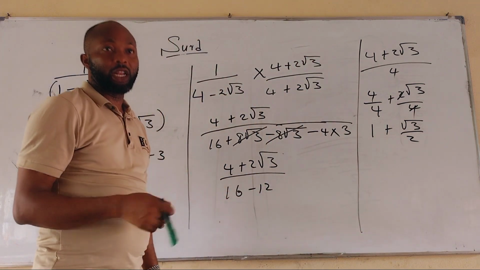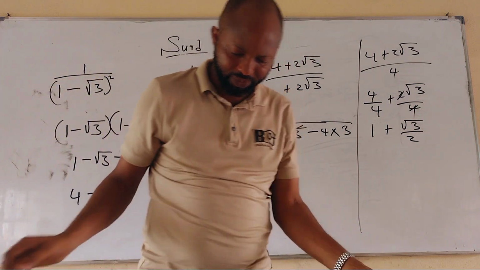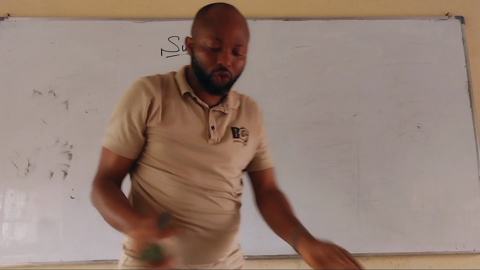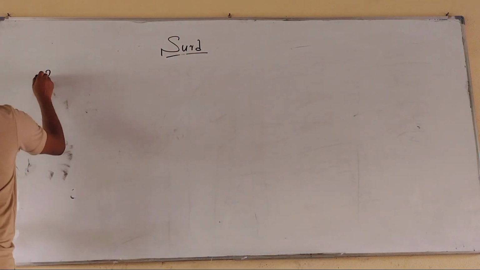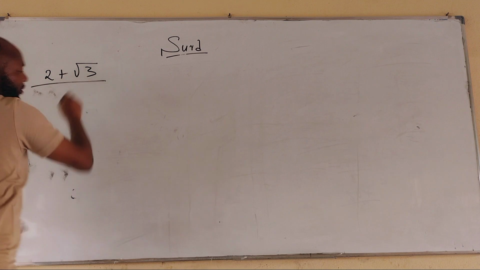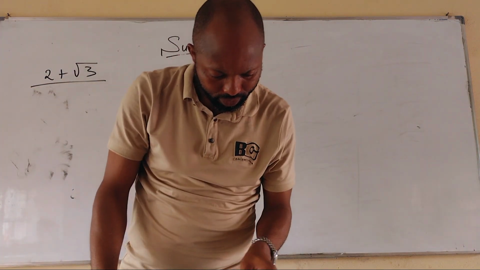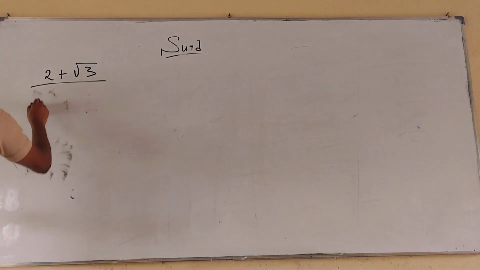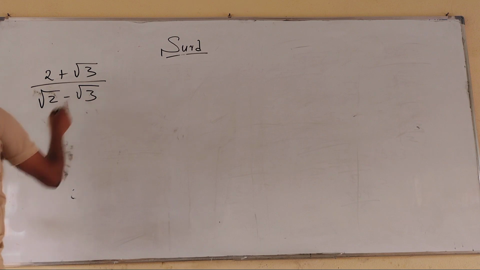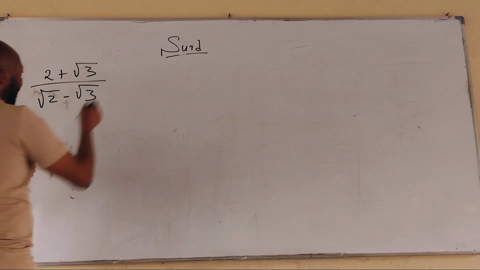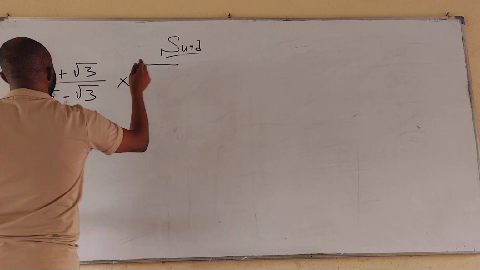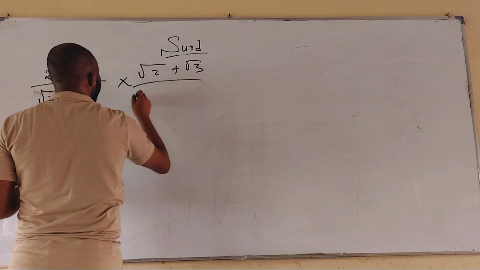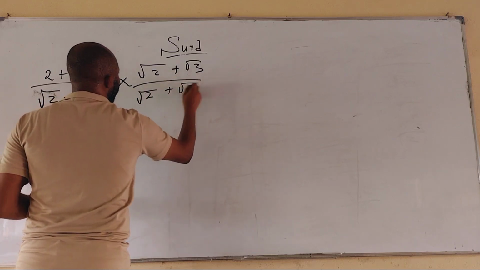Now, let's proceed. Let's take another example. Evaluate 2 plus root 3 over root 2 minus root 3. The conjugate here is root 2 plus root 3 over root 2 plus root 3.